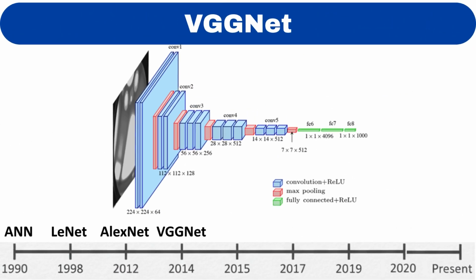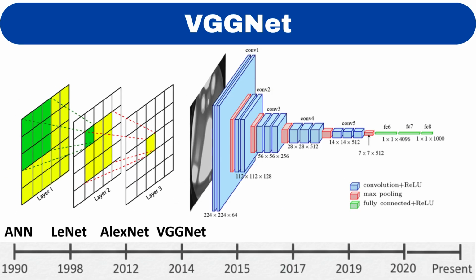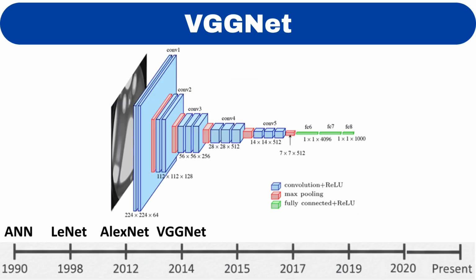Two years later, in 2014, came VGG from the Visual Geometry Group at Oxford. It didn't rely on new tricks, but proved the power of depth and simplicity. VGG used small 3x3 filters stacked repeatedly, showing that deeper networks could achieve larger receptive fields efficiently. Its clean, uniform structure made it easy to scale and set the foundation for many later architectures. But VGG had a problem.